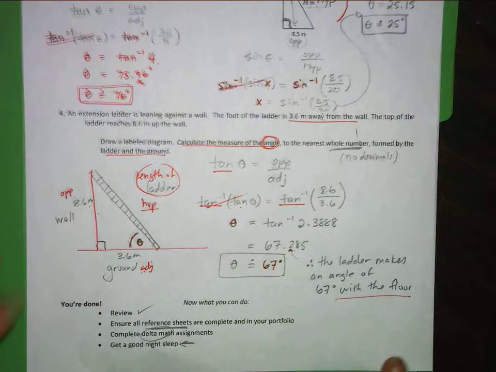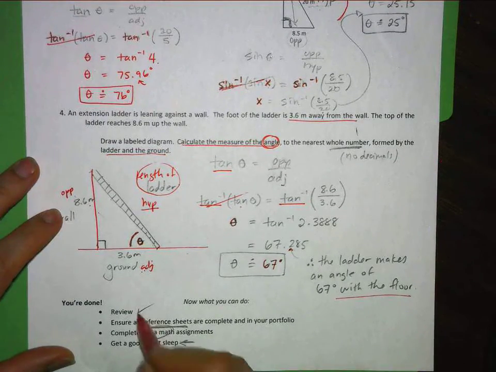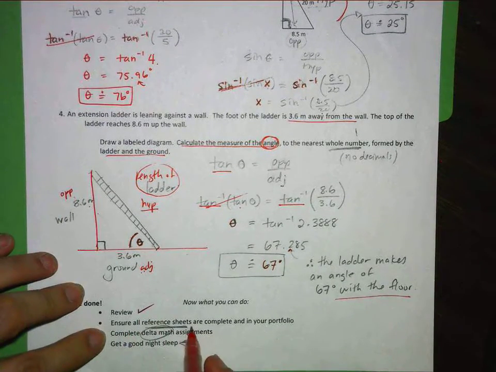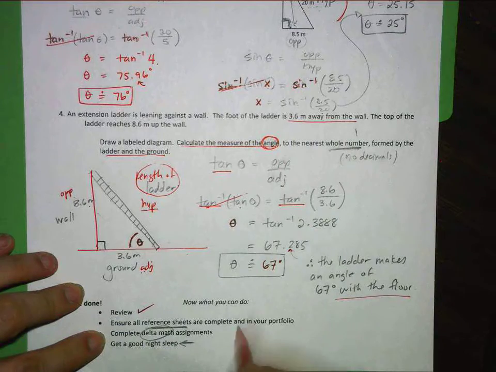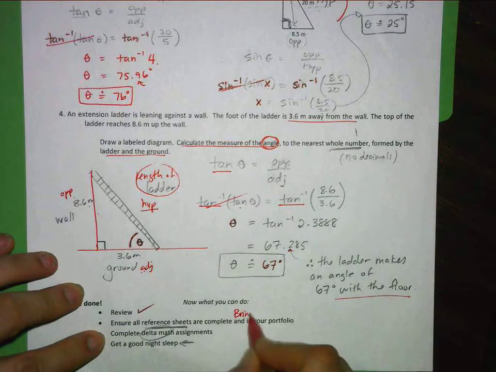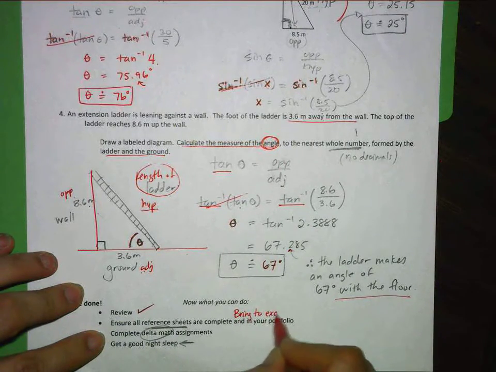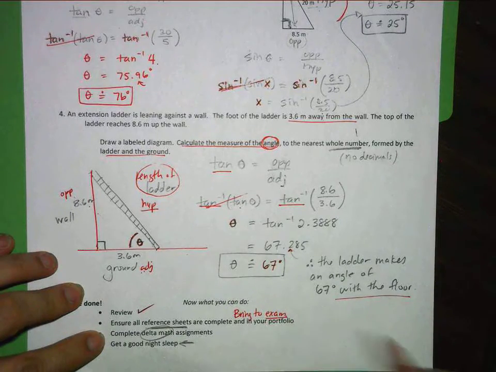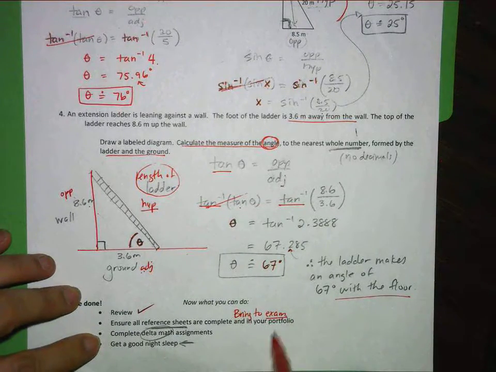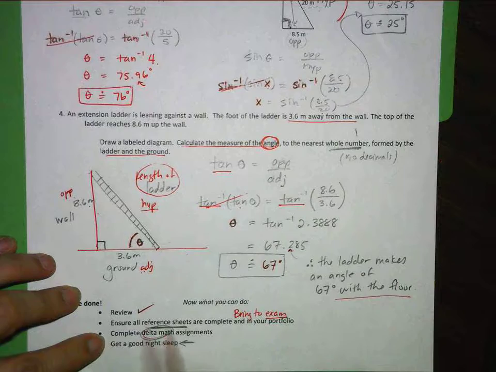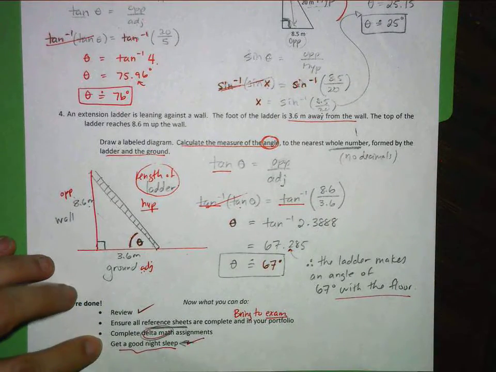So, what can you do next? Well, you've done your review. Make sure all your reference sheets are complete and you bring them to the exam. Now, if you want, you can bring them tomorrow, which is Monday, and I will hold on to them till Tuesday. If there's any Delta Math assignments you want to do, get a good night's sleep, okay, so that your brain can function.